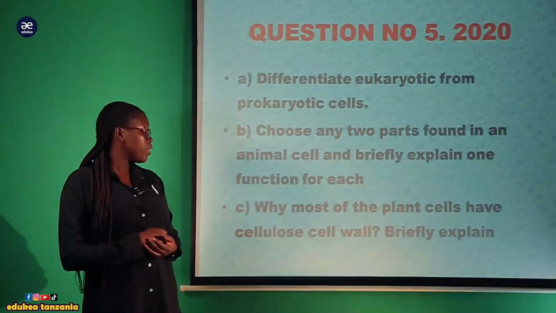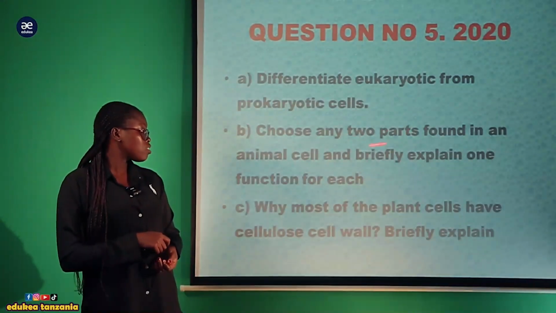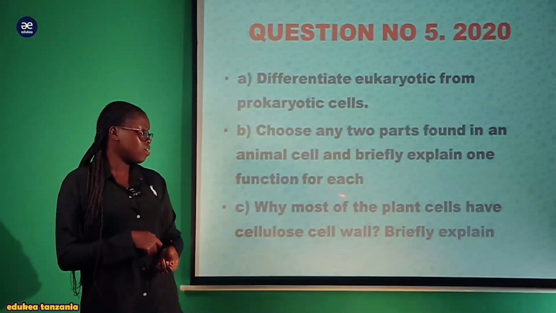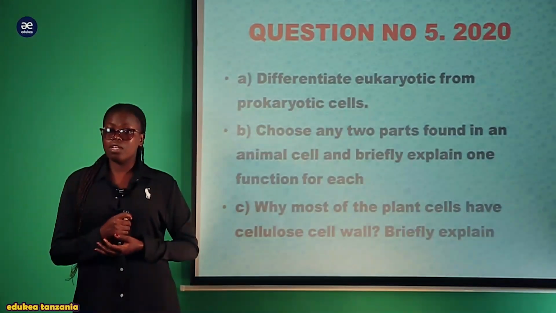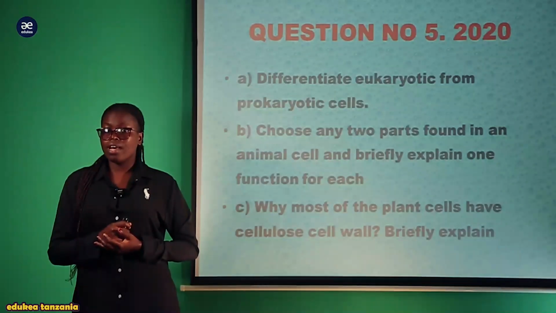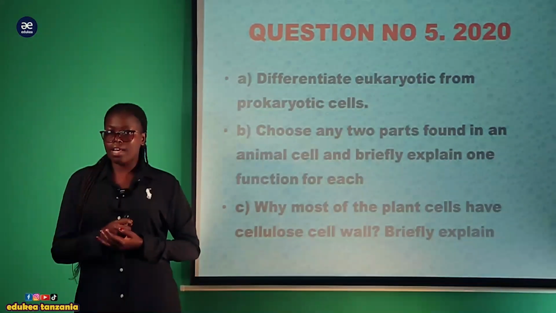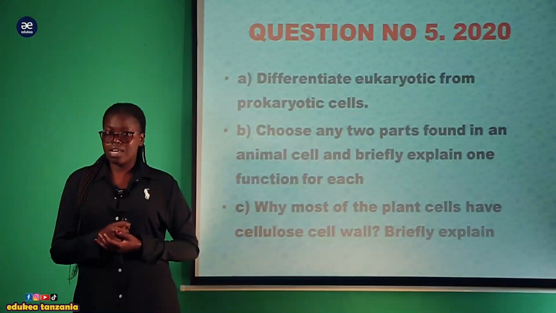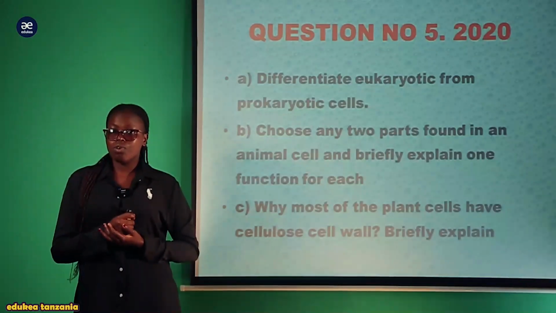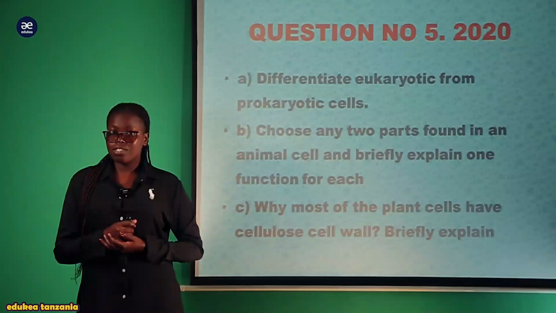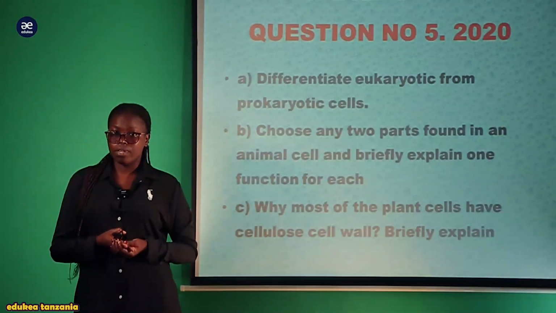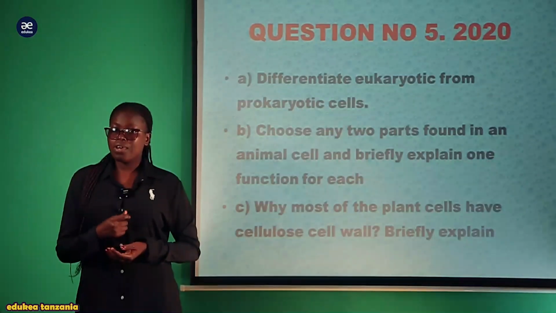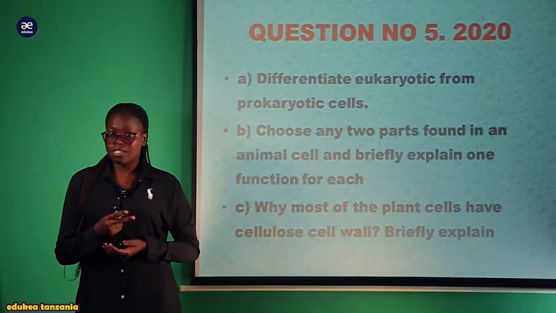In question number 5, Roman B, you are needed to choose any two parts found in the animal cell and briefly explain one function of each. We said that we have two types of eukaryotic cell, the plant and animal cell. So you are needed to have a deep understanding of the whole structure of the animal cell. You are needed to choose only two organelles found within it, and also state the function. We have a variety of organelles found within the animal cell: the nucleus, cytoplasm, mitochondria, cell membrane, as well as the vacuole. So choose only two and state their functions.